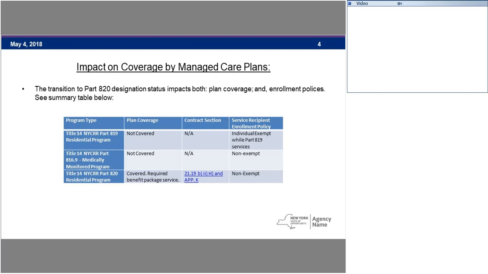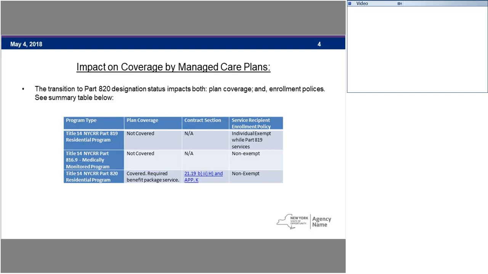As those service types convert through the designation process to an OASAS Part 820 residential program, the relationship with the managed care companies changes, specifically because 820 services in the stabilization and the rehabilitation element are included in the Medicaid managed care benefit package as a required service. Also, individuals in the 820 programs must enroll in a Medicaid managed care program. That's different from how it worked before.